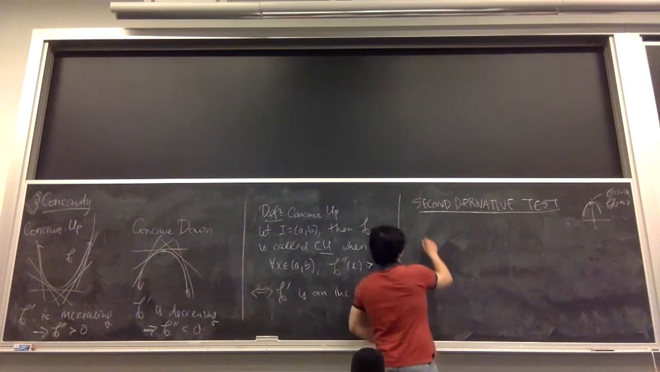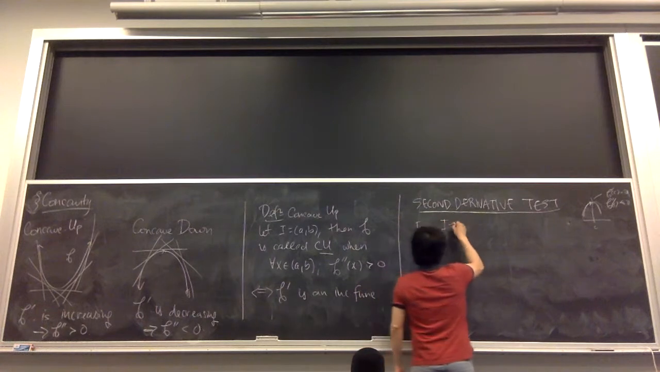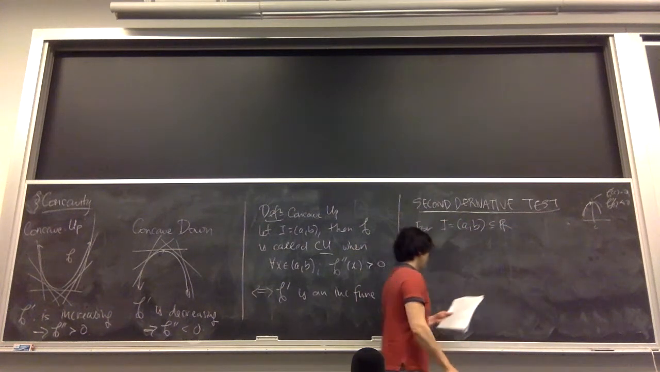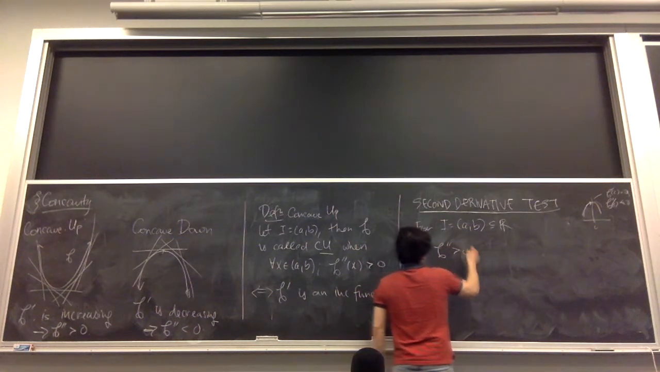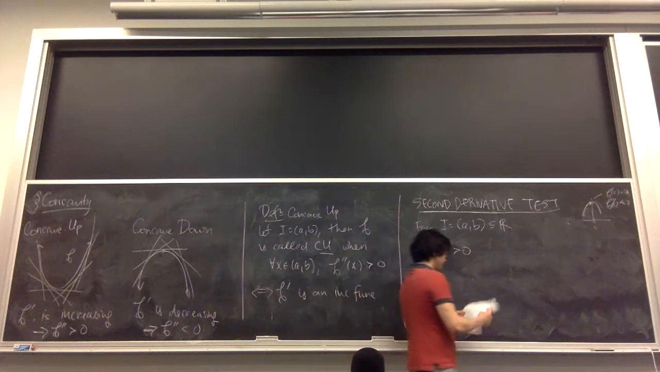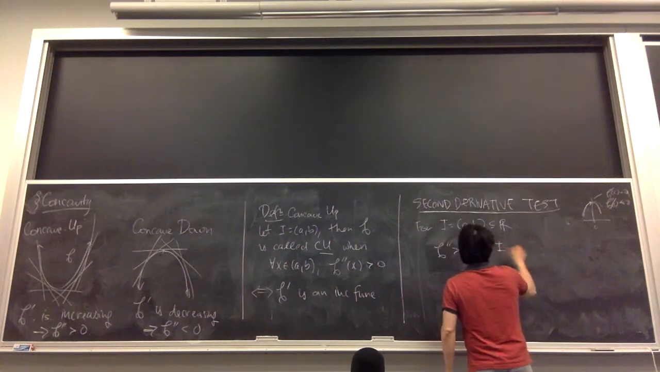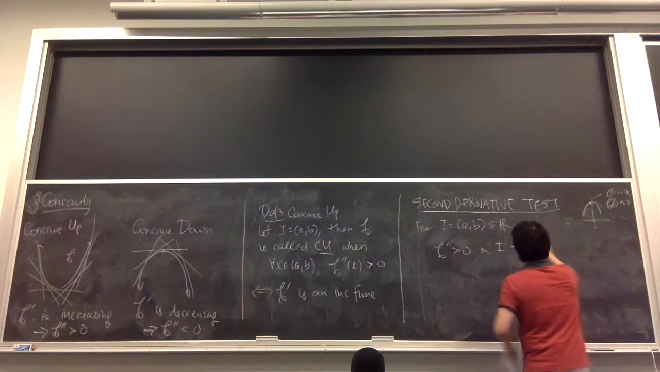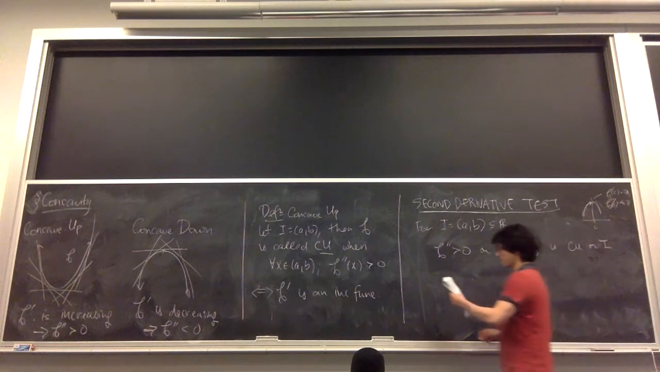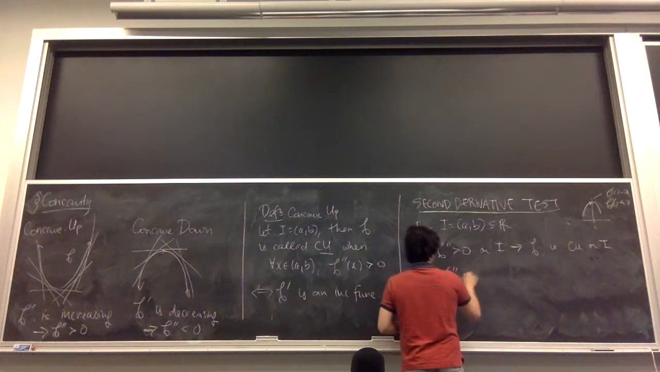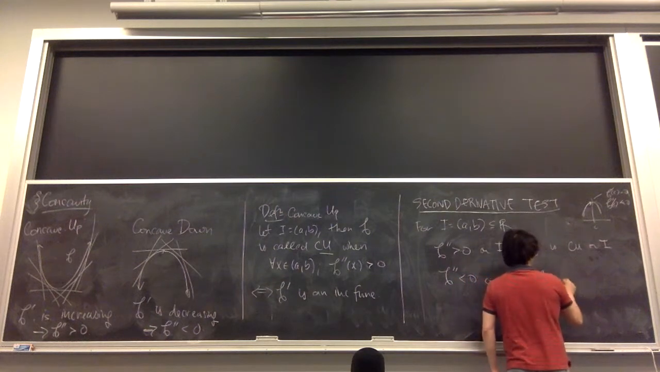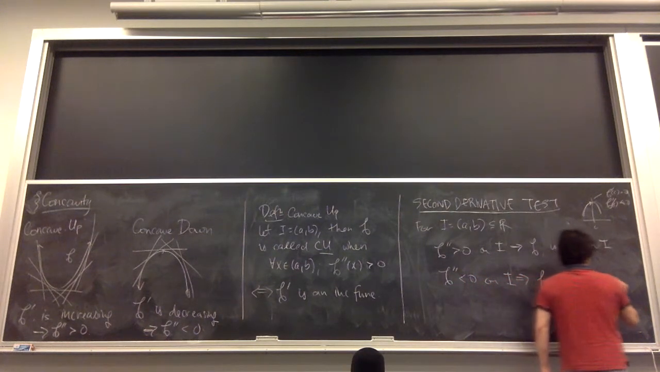So let's give that a try. I have to write the rule. For an interval I on the real line, if f double prime is greater than 0, so f prime is an increasing function on I, then f is concave up on I. And if f double prime is less than 0 on I, this means f is concave down on I.